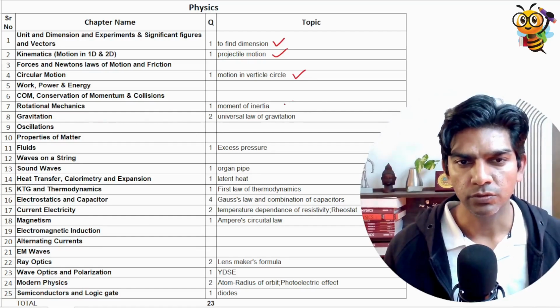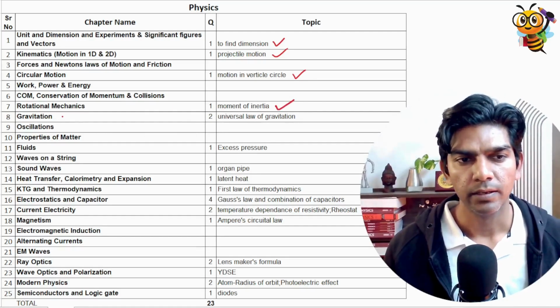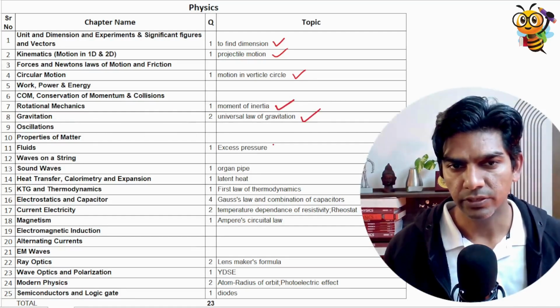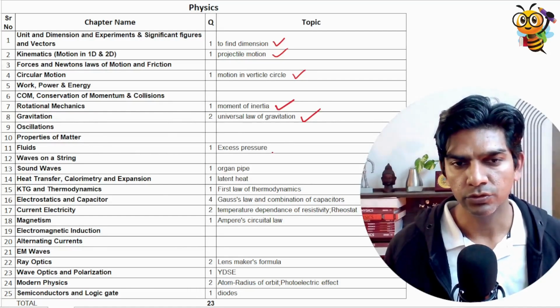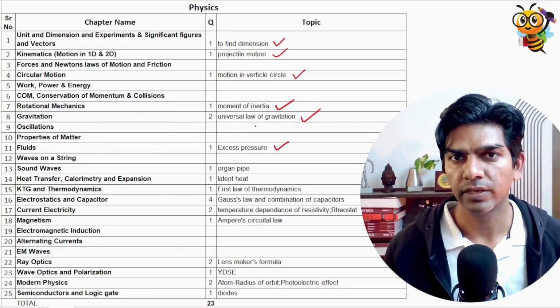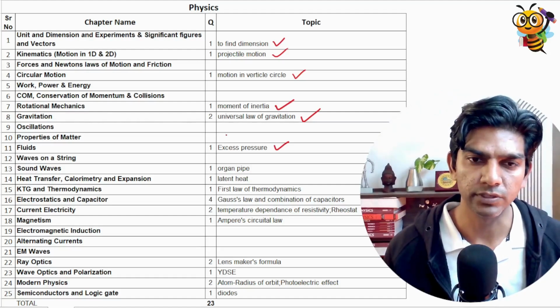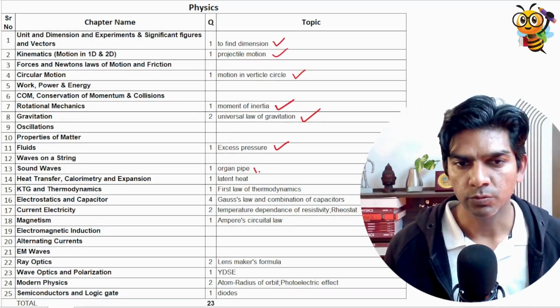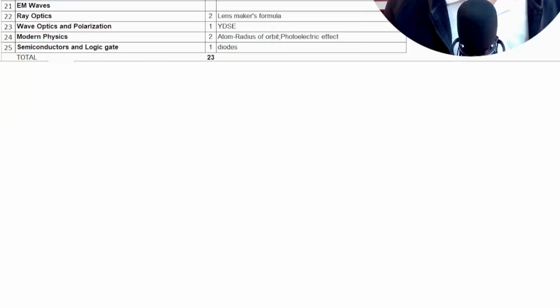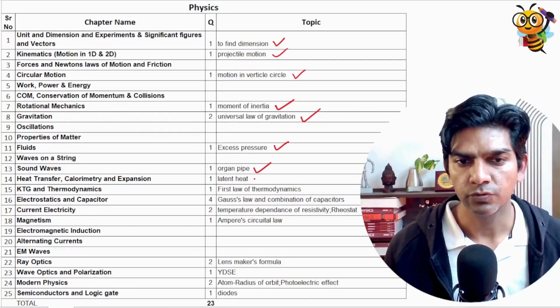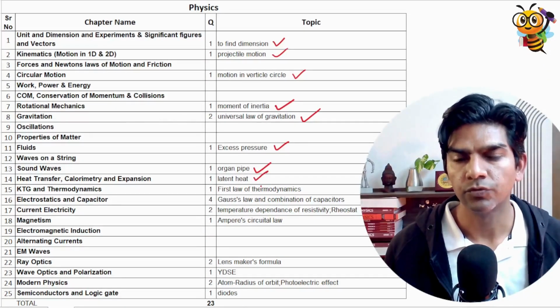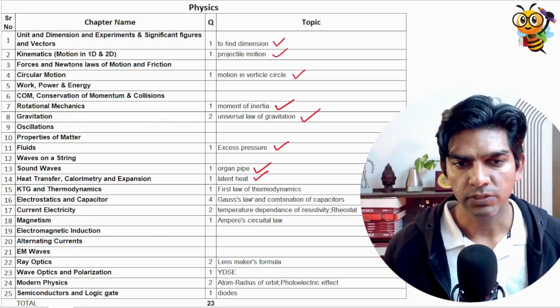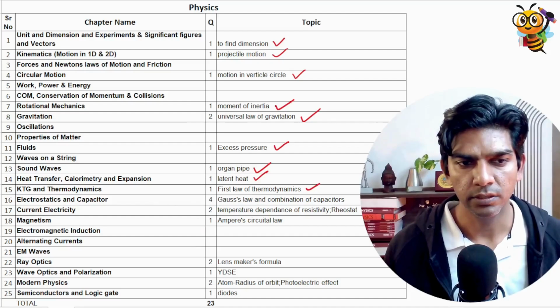And there was a question on moment of inertia from rotation, and there were two questions from gravitation, and there was a question from excess pressure where we have two bubbles joined together and we have to find the radius of curvature of the common surface. So one question was from that topic. And there was a question from organ pipe, and there was one question from latent heat from calorimetry, and there was one question from first law of thermodynamics, and there were four questions in electrostatics.